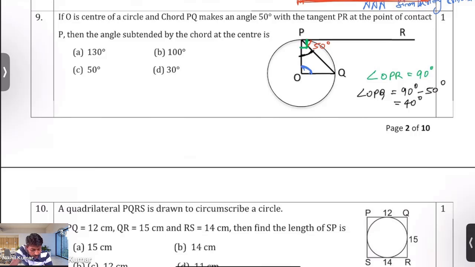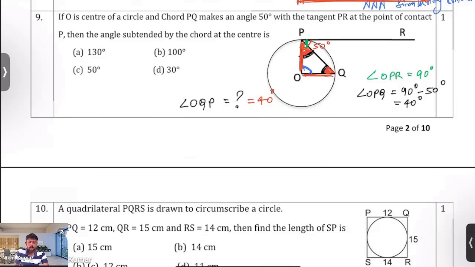Now tell me what would be this angle? Angle OQP. What would be that angle? Look at the triangle OPQ. Isn't this an isosceles triangle? Because this length is same as this length. So this angle is also going to be same as this angle, which is 40 degrees.